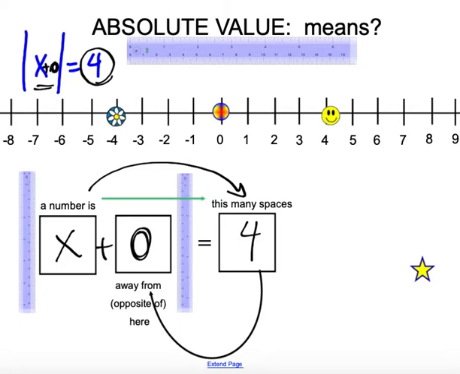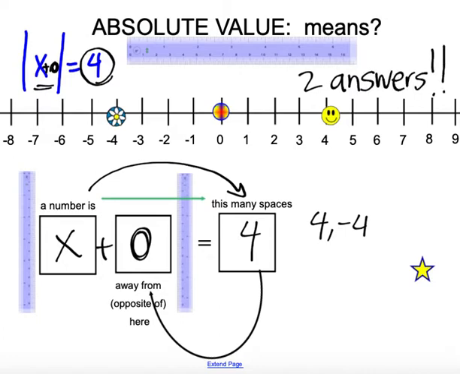So in this case, I have 2 answers every single time I have an absolute value. So my answers are 4 and -4. So let's just write down that there are 2 answers anytime we have an absolute value equation. So let's try another one.